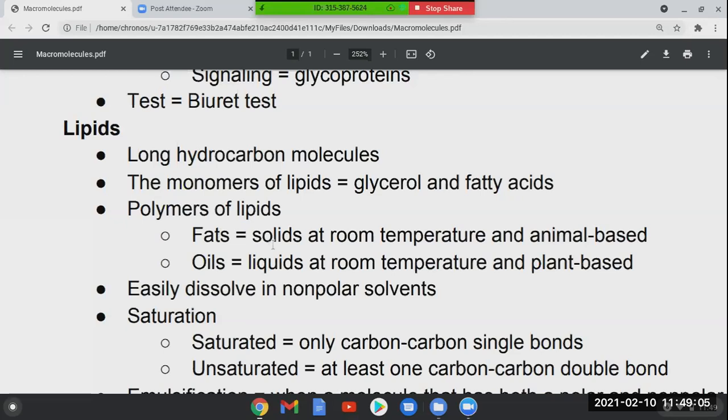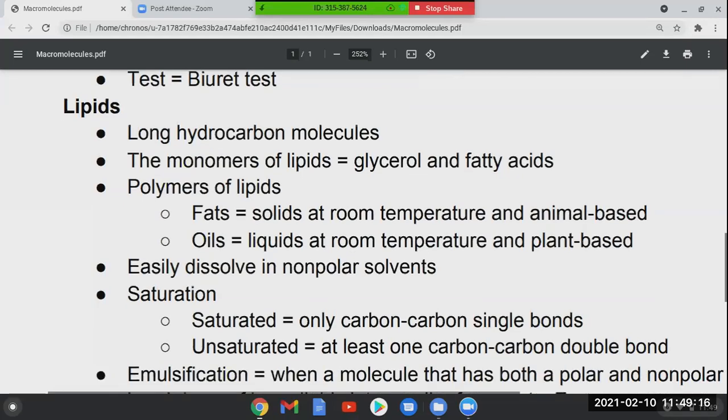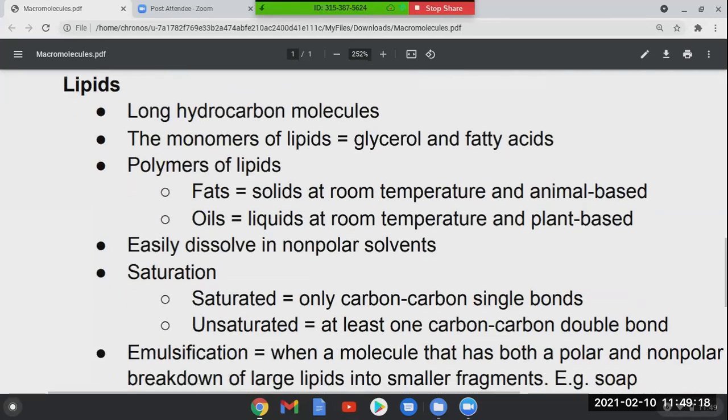Fats are solids at room temperature, and we usually find fats in animals. Oils, we find them in plants, and they are always liquids at room temperature. As I have said earlier, since lipids have a lot of hydrocarbon, they easily dissolve in non-polar solvents rather than polar. Non-polar solvents, like oil, fat, soap, things like that, instead of water or alcohol.